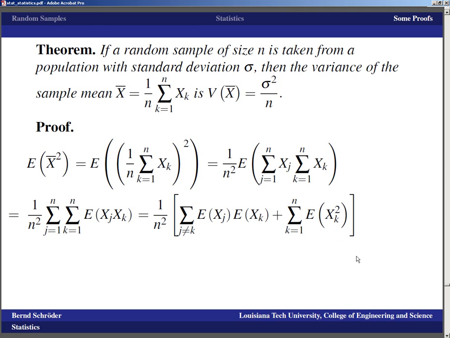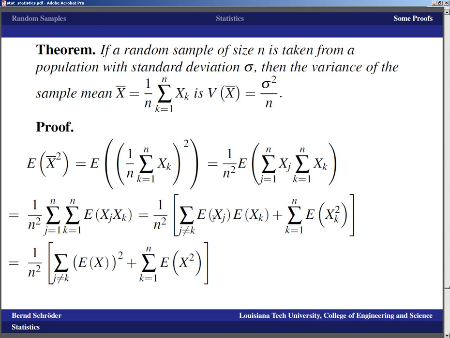That in particular is not that bad because now we realize these xj's are supposed to all have the same distribution as whatever process we're getting stuff from, which is x. And so that means that if we keep the 1 over n squared, the first sum is just the sum j is not equal to k of e of x quantity squared. And the second sum, well, we just kept that. That's the sum k equals 1 to n of e of x squared.